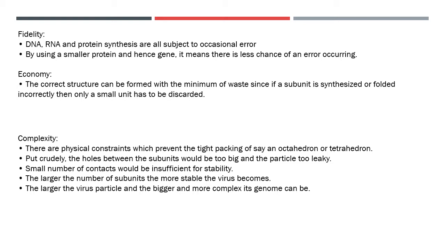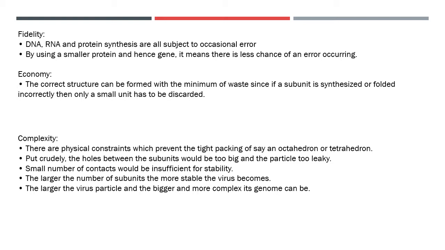So in the viral structures you find small proteins or a smaller number of genes, which lessens the chance of error occurring. Okay, the next is economy. The correct structure can be formed with the minimum of waste, since if a subunit is synthesized or folded incorrectly, then only a small unit has to be discarded. As there are smaller genes or smaller proteins, if there is any mistake in a small subunit, then only that small subunit has to be discarded, not the entire gene, not the entire protein, correct?